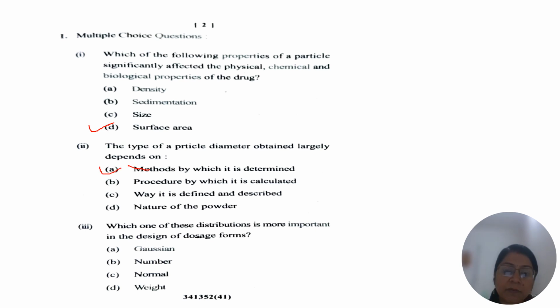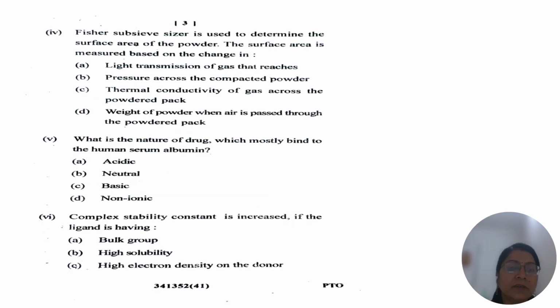Which one of these distributions is more important in the design of dosage form? So while designing of dosage form, the uniformity of the dose is very important, and for dose uniformity, the weight is very important, the weight of the powder or the weight distribution of the powder. So in this, the answer will be weight. Going to the next question.